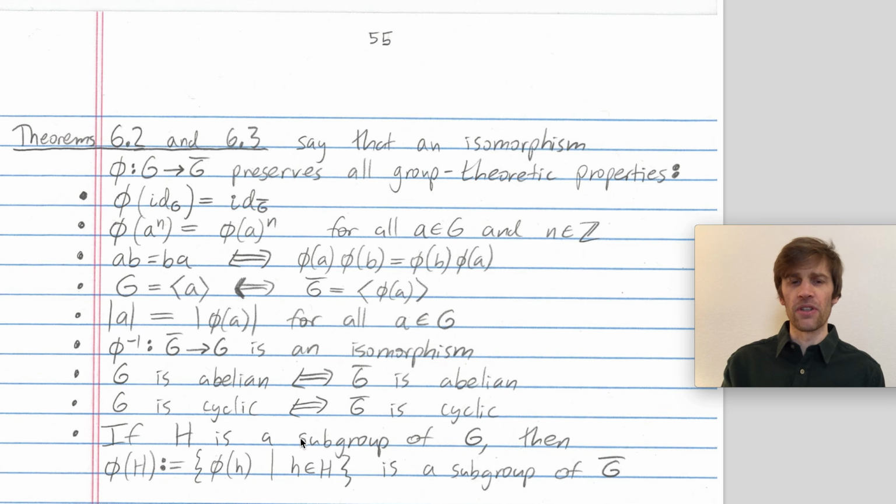Another important property is that if H is a subgroup of G, then the image of H, namely take all your elements in H and apply phi to them, that's a subgroup of G bar. Okay, so this is a long list of properties, but read them over, think about them, and ask me if you have questions on what any of them are saying.